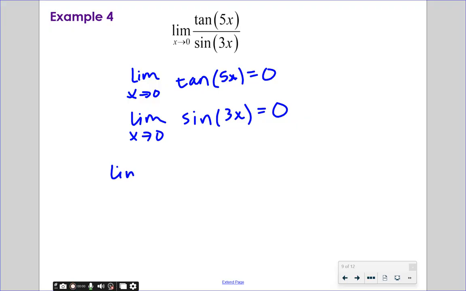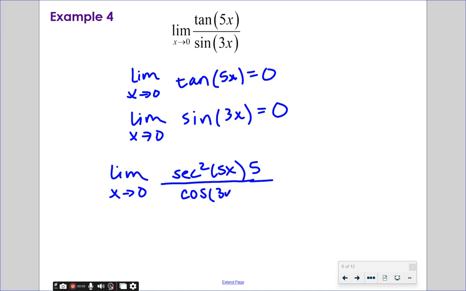Okay, now we can do L'Hopital's rule. Limit as x approaches 0 of, what is the derivative of tangent of 5x? Secant squared 5x times 5. And the derivative of sine of 3x? Cosine 3x times 3. Okay, now let's plug in. The secant of 0. What is that? Nope. 1. Okay, so that's 1 times 5. And then cosine of 0, that's 1 times 3, so 5/3.